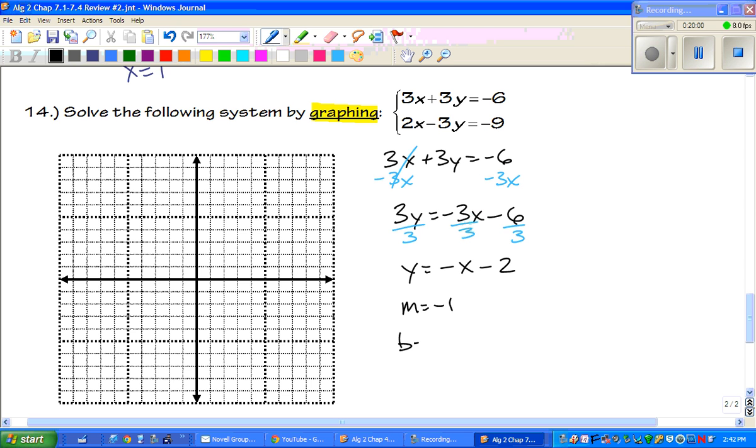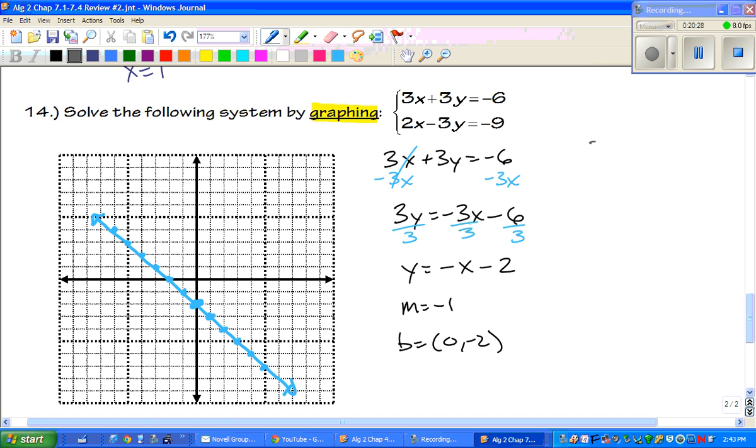Our slope is negative 1, and our y-intercept is 0, negative 2. So it's 0, negative 2. There we go. And we go down 1, over 1, down 1, over 1. And I'm going to go a bunch in each direction. Okay. And once I've got all those, I can draw my line. Okay.